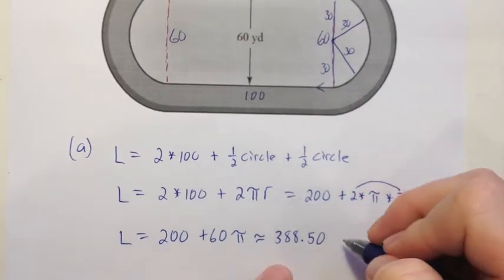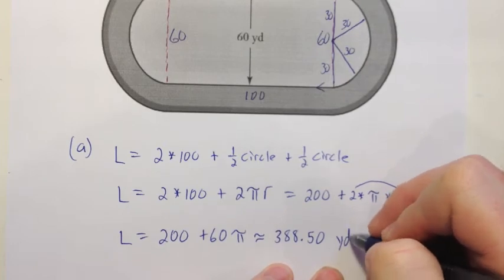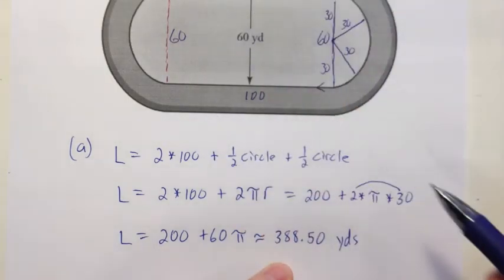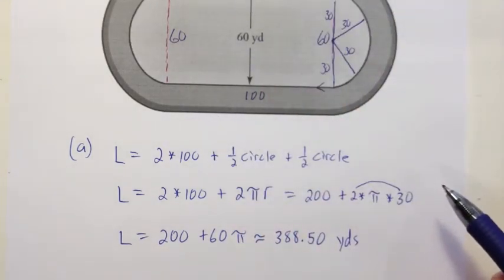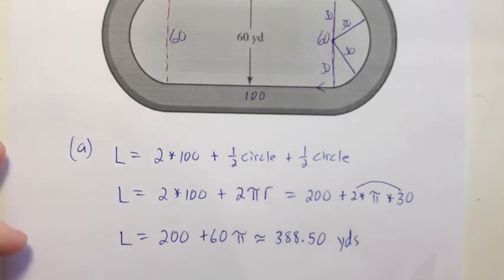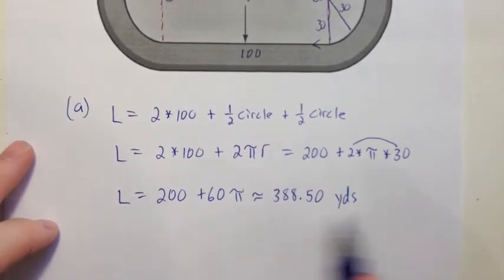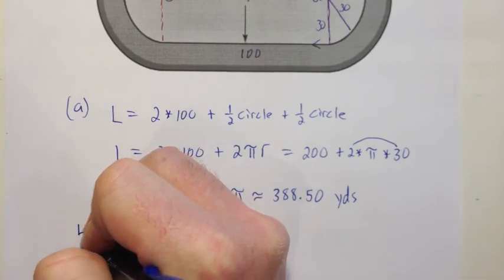So 388.50 yards. And this is talking about a distance, so it wouldn't be yards squared or yards cubed or anything like that, just yards. Alright, so that takes care of the length around the inner lane of the track.